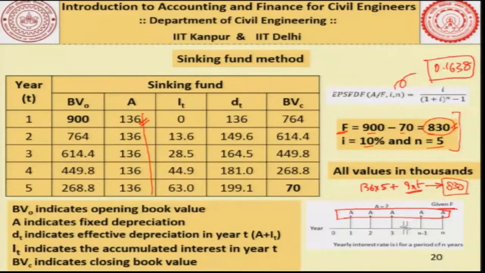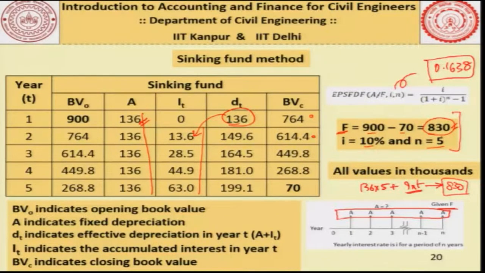Now, let us try to understand how it really works. If we keep removing 136, putting it into a pool as I called it, there will be an interest associated with it, and these are the interest values. I am leaving it to you to calculate those interest values, and you will find that at the rate of 10%, since this is the value that you have set aside, it will attract some interest, and then again you set aside 136, that will attract some more interest and so on. If you do that kind of a calculation, this is the book value.